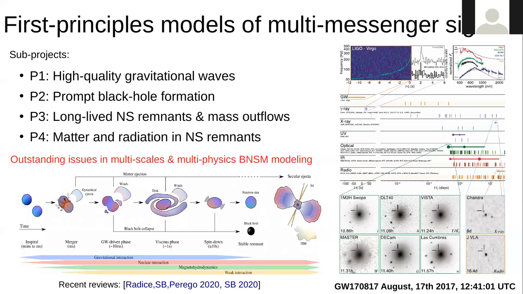So the project tackled 4 outstanding issues for binary neutron star merger modeling. These are the 4 sub-projects P1 to P4. And essentially they regard the computation of high accuracy gravitational waveforms, the investigation of the possible merger remnants and the related observational signatures, and the computation of the mass outflow, or the ejecta, that are responsible for some of the electromagnetic counterparts, in particular, the kilonova transient.